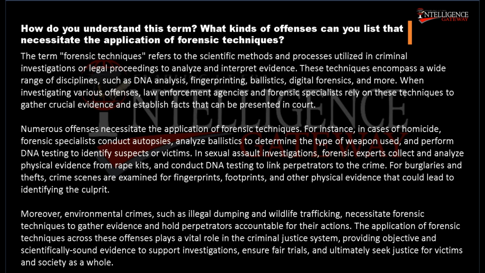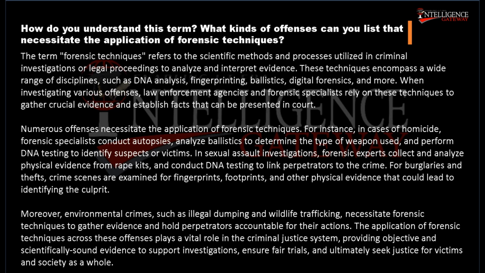and interpret evidence. These techniques encompass a wide range of disciplines, such as DNA analysis, fingerprinting, ballistics, digital forensics, and more. When investigating various offenses, law enforcement agencies and forensic specialists rely on these techniques to gather crucial evidence and establish facts that can be presented in court. Numerous offenses necessitate the application of forensic techniques.